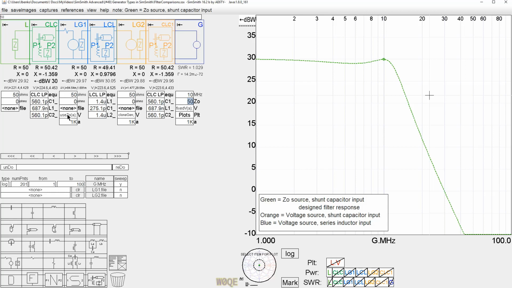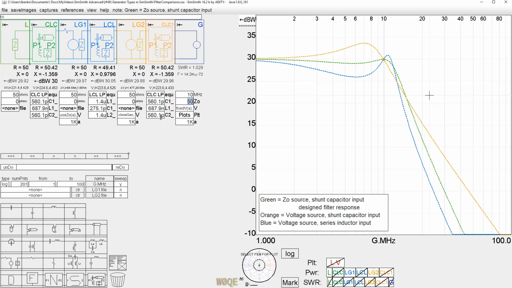Now, we should have learned in previous videos that filters get their loss by mismatch loss. I have 1,000 watts I'm putting into these circuits. 1,000 watts would burn these components up if there was indeed loss in the components. It's due to mismatch loss. So let's look at what happens with the other two circuits. They don't have anywhere near the same response.